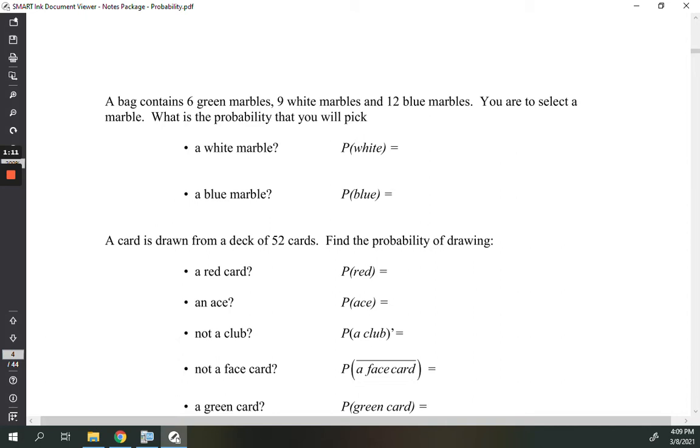For the first one, we have a bag of marbles. It contains 6 green, 9 white, 12 blue. We want to select a marble. What is the probability of getting a white marble? Well, what we want is a white marble. I can see that there's 9 of them, out of the total possible marbles we could choose from. If you add up all the marbles in the bag, 6 plus 9 plus 12, we'll see that there's a total of 27 marbles in the bag. So the probability of getting white is 9 out of a total of 27 marbles.